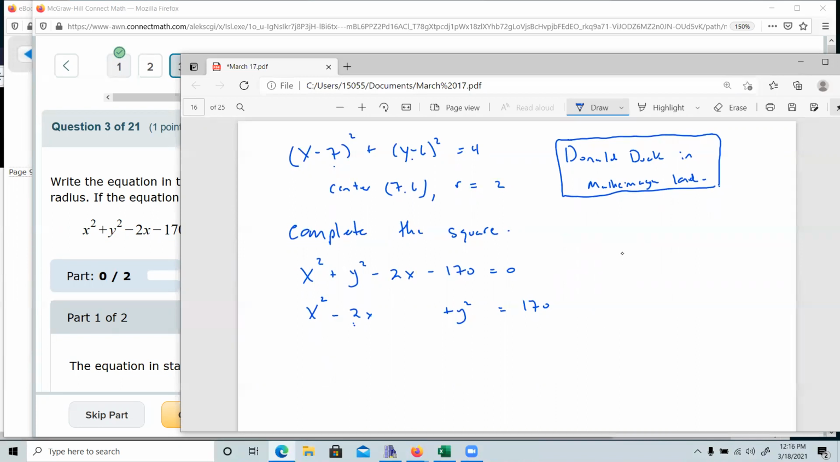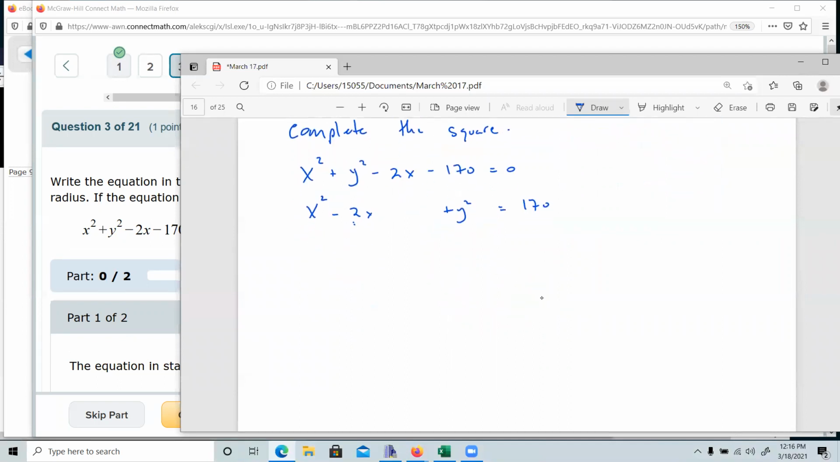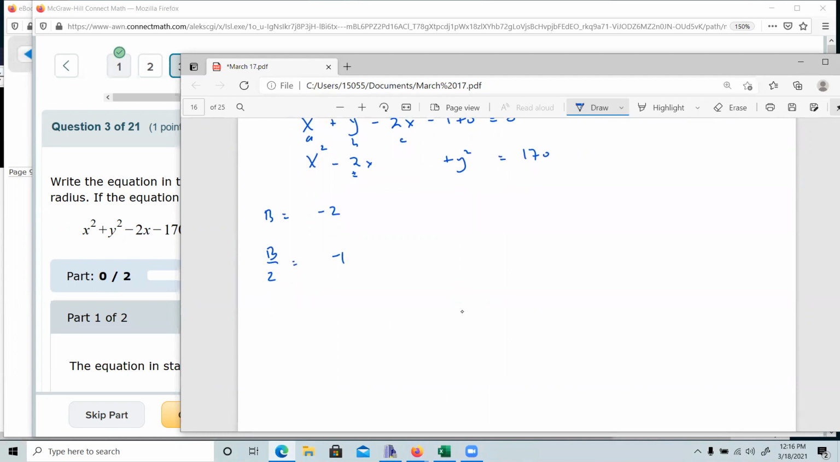Okay, we have to complete the square. So in order to complete the square, you're going to identify the middle term. We have ax squared plus bx plus c, and we also have ay squared plus by plus c. Those are different a's, b's, and c's. But we're going to identify the middle term as -2. We are going to take half of it, which is -1, and then we are going to square this. So we get b over 2 squared, which is equal to 1.